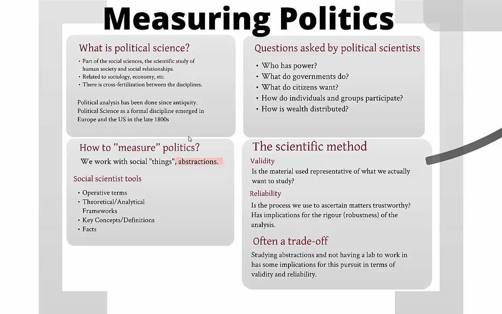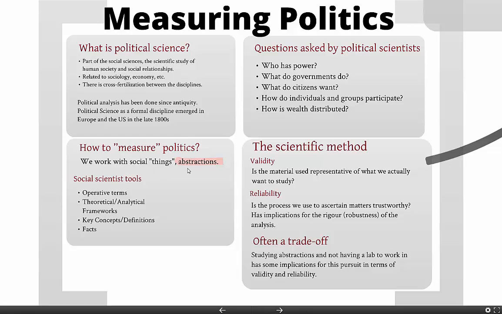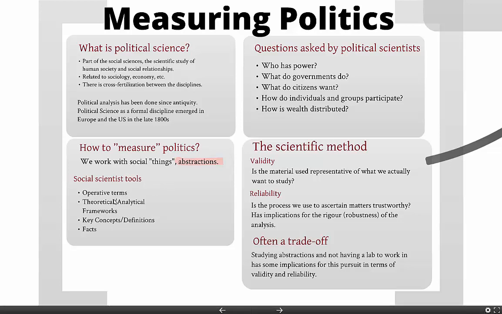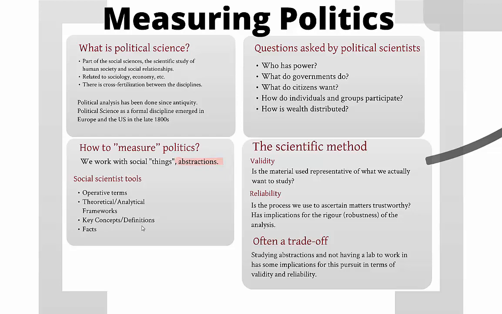But what we're studying are social things, early abstractions. They're things that happen between people. You can't put power under a microscope. So physicists kind of have it easy. They can look at atoms and stars and things like that using all sorts of tools because they're physical. We are looking at things that happen between people. So we are using things like operative terms, definitions, key concepts, theoretical and analytical frameworks, and yes, I put facts in there. The difficulty is to arrive at what a fact really is.